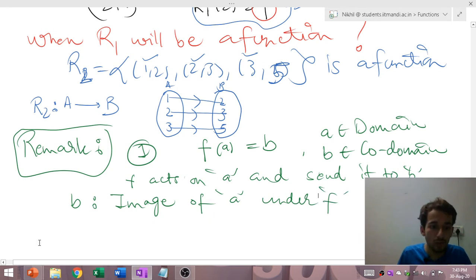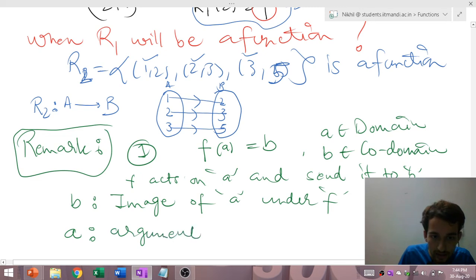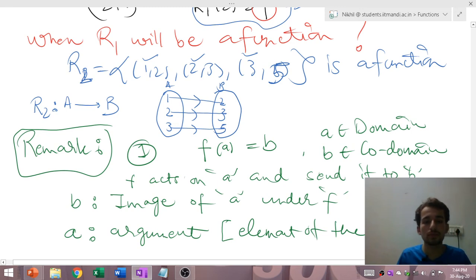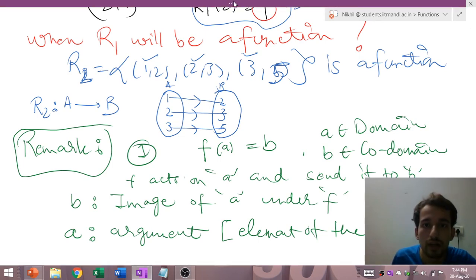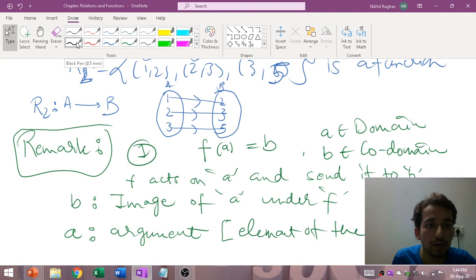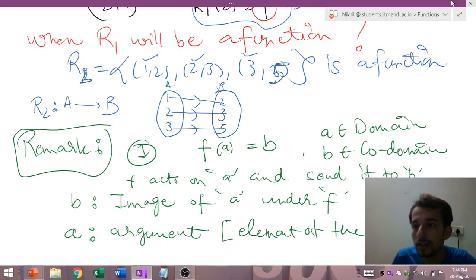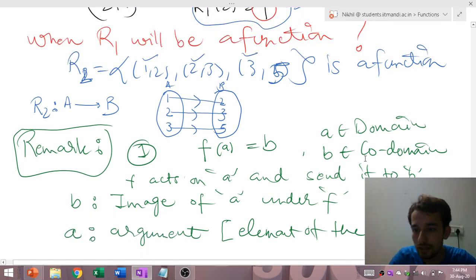Fine. And this small a is also sometimes called the argument, or simply, for us, it is an element of the domain. These are some good remarks which I want you to note, because in different texts you might find different ways of writing. So finally we will try to understand what the possible representations are.